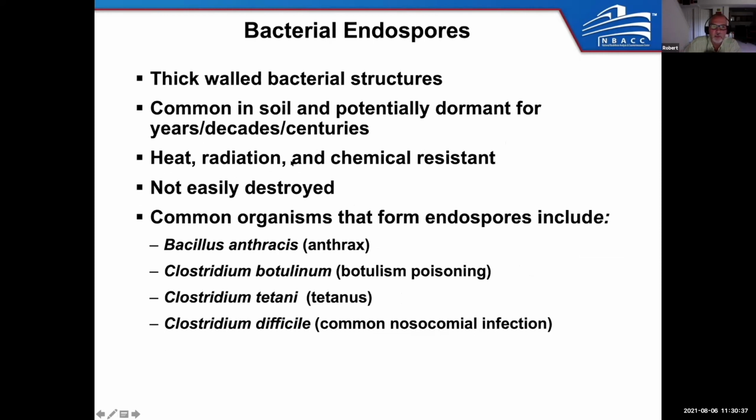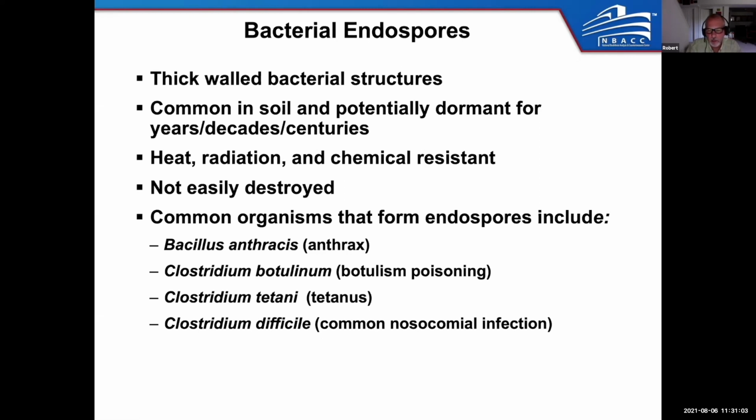And different kinds of endospores are Bacillus endospores. Almost all Bacillus species produce endospores: Bacillus subtilis, Megaterium, anthrax, lots and lots of different Bacillus species. And the Clostridium species, most people have heard of Clostridium botulinum, which causes botulism poisoning, Clostridium tetani, which causes tetanus. And this is one of the most common in hospitals. It's Clostridium difficile, and this is a common nosocomial infection.